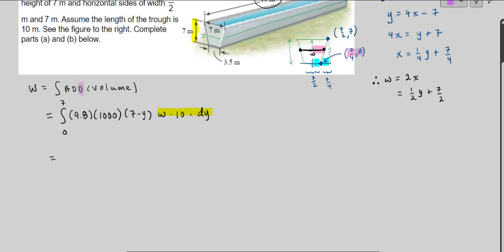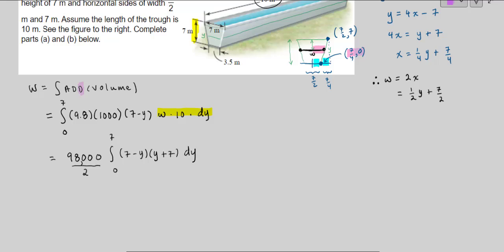Let's start plugging things in. So out front we can pull out the 9800, and then we can pull out the 10, so we're going to get 98,000 in front. Integral 0 to 7. We will have 7 minus y. And we've pulled out the 10, so all we have left here is the w. I'm going to pull out the denominator of 2 and write this as y plus 7. So there's the width. The width is y plus 7 divided by 2. That pops into the front with the 2.